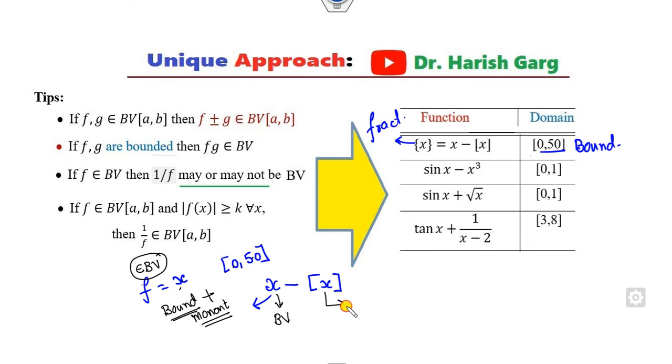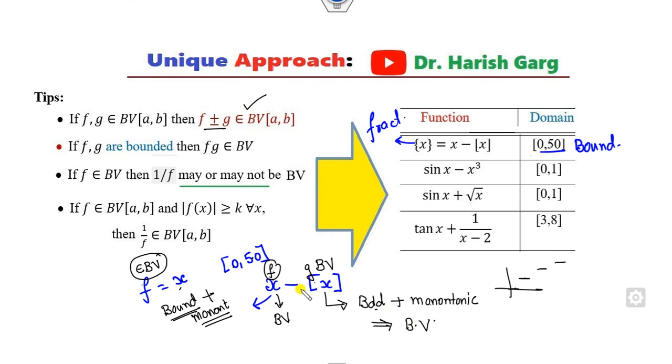Clearly, the greatest integer of x over this domain is bounded. Also, the greatest integer is monotonic. It is not a continuous function, but it is a monotonic function. You can see the graph of this here, it is monotonic. Once it is bounded plus monotonic, it means it is of bounded variation. So this is also of bounded variation. So if I consider this is f, this is g, the difference of them is also of bounded variation. So yes, this is of bounded variation.